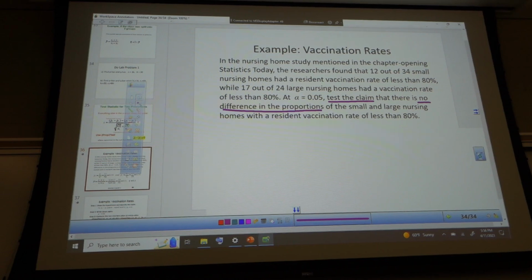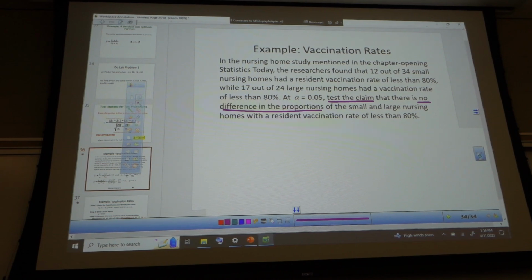Your nursing home, is your vaccination rate less than 80%? Say it louder. Yes. Okay. Is your vaccination rate less than 80%? Yes. You have to say it to the camera. Yes. How about you? Wow, you guys have horrible vaccination rates. Is your vaccination rate less than 80%? Yes. Everyone has a less than 80% vaccination rate. What about you? Is your vaccination rate less than 80%? No. Okay, good.